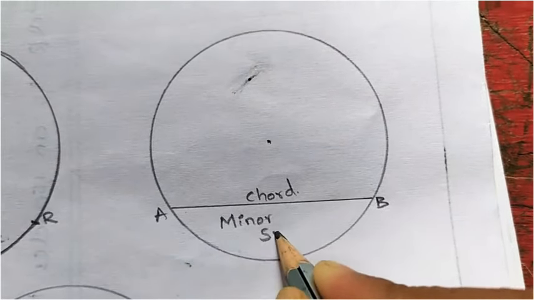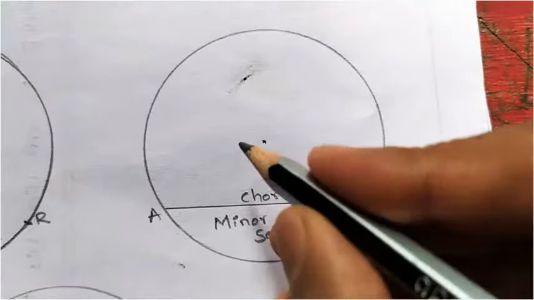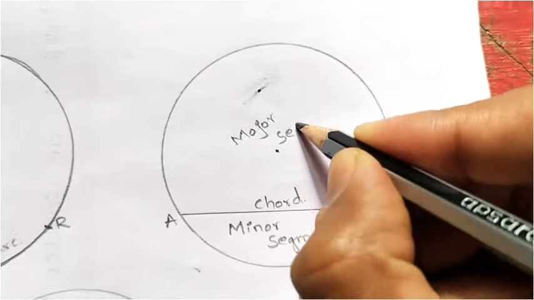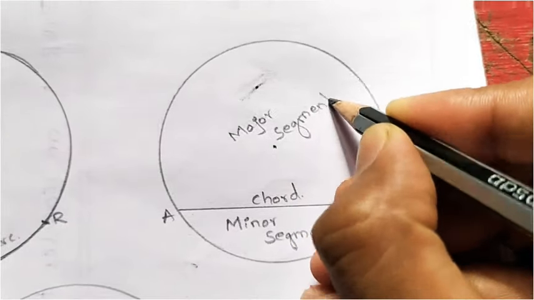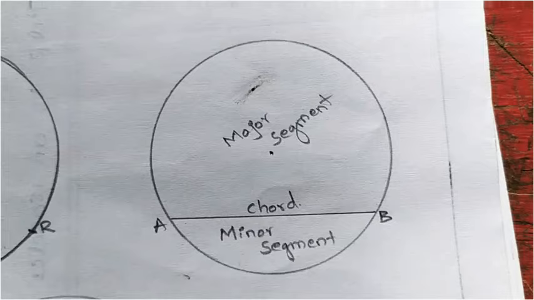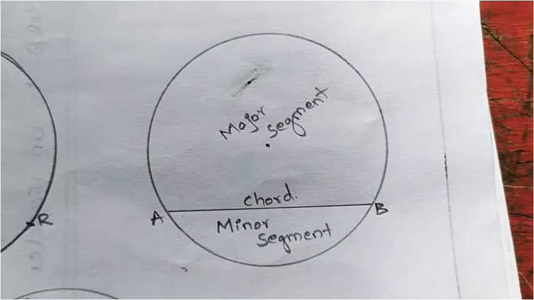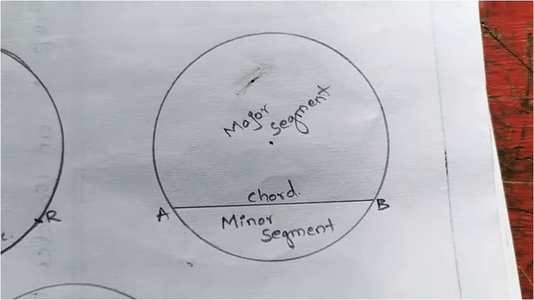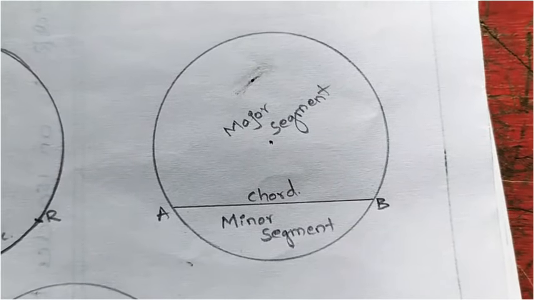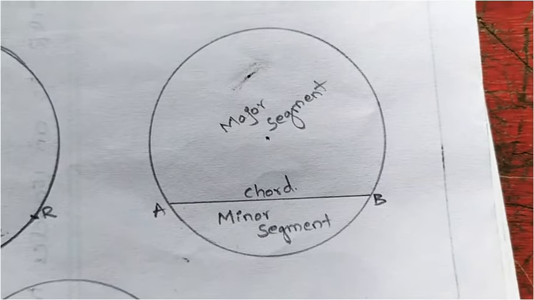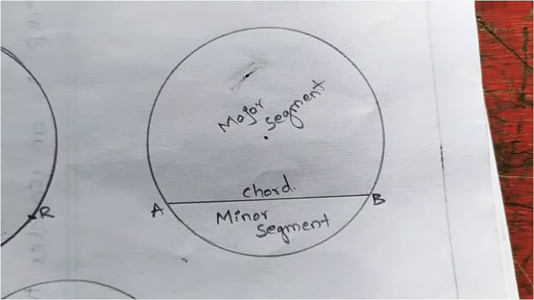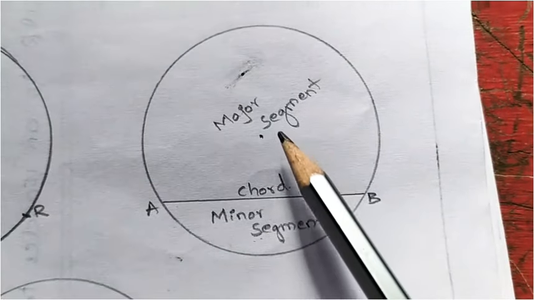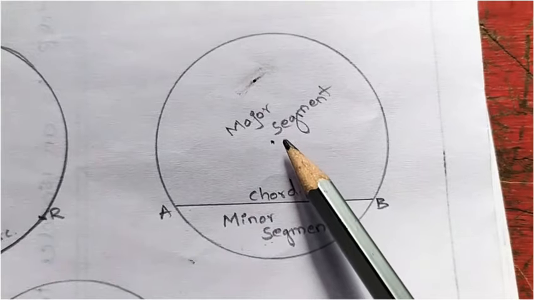Similarly, the bigger area means that will be the major segment. Okay, so here a region between a curve and either of its arcs is called a segment of that circular region, or simply a segment of the circle. Here we will find two types: one is minor, which is the smaller one, and another one is major, which is the bigger one.